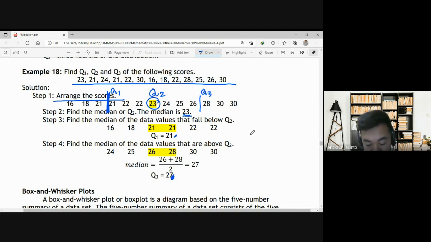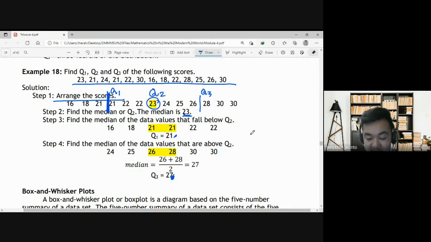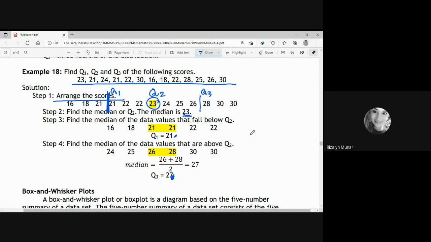Class? May tanong po ba? Sir, pwedeng paulit paano nakuha yung 27? Ang gagawin mo is i-add mo yung dalawa: 26 plus 28 divided by 2, which is equal to 27. Nakuha? Yes po. Thank you. Okay.